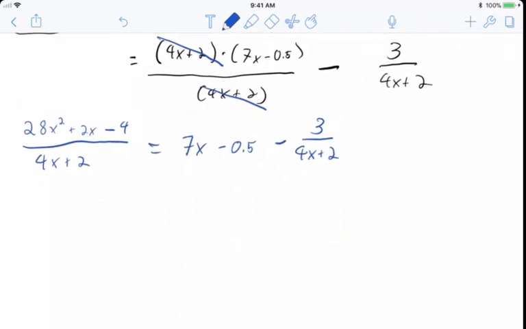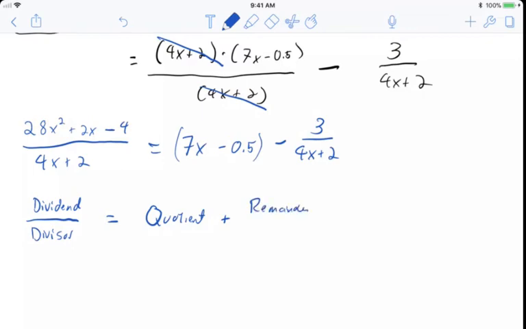What's the relationship here? The relationship is dividend divided by divisor is equal to quotient plus remainder divided by divisor. Okay, so let's try it once or twice until we get the hang of it.